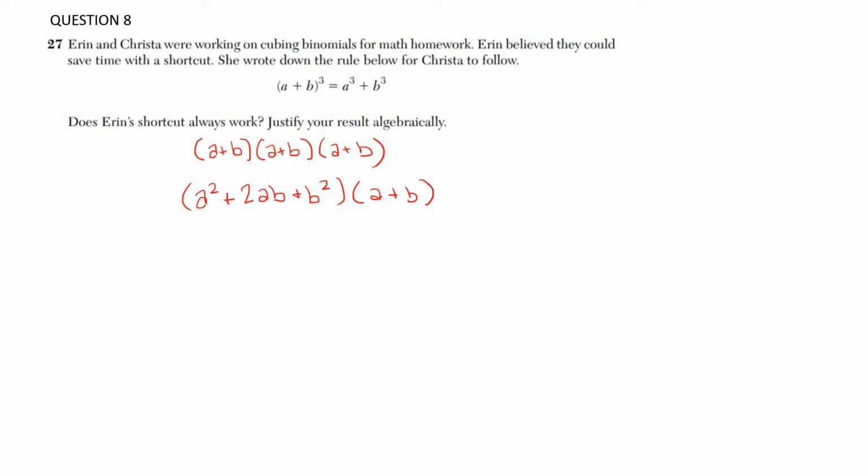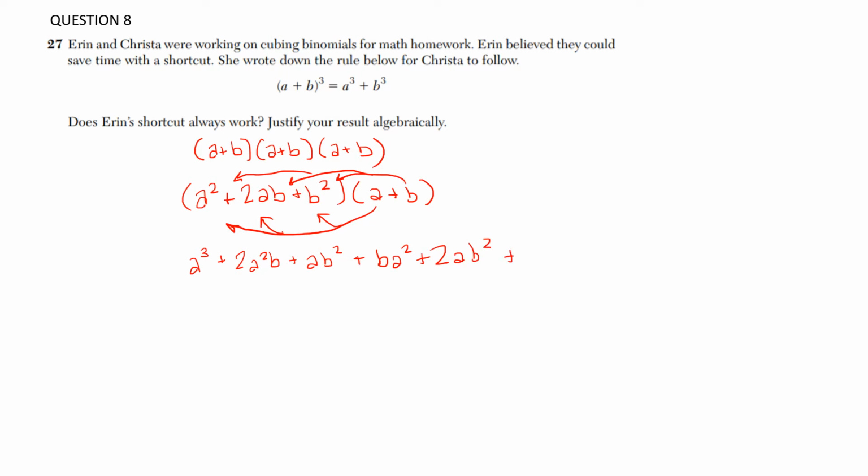So now we have to multiply this here, multiply this here, multiply this here, and same thing with b. Multiply there, and multiply there. Let's work on a first. a times a squared is a cubed plus 2a squared b plus ab squared. And let's multiply the b's in. That's ba squared plus 2ab squared plus b cubed.